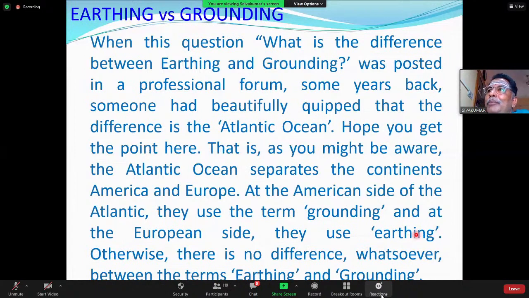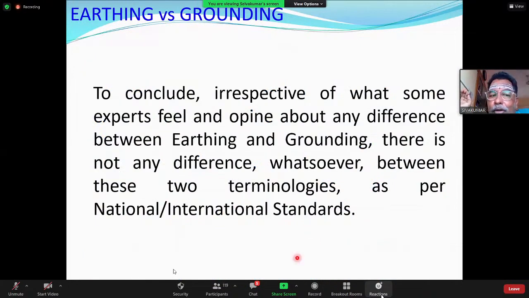And I am a stickler to the standards. I will not bother about any expert's opinion. I will go by the standards. If you can argue that there is a difference between earthing and grounding, quoting some national or international standard, let us see. So to conclude, irrespective of what some experts feel and opine about any difference between earthing and grounding, there is not any difference whatsoever between these two terminologies as per national and international standards.